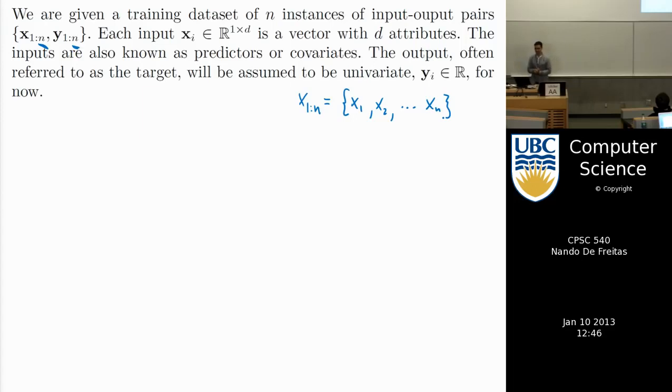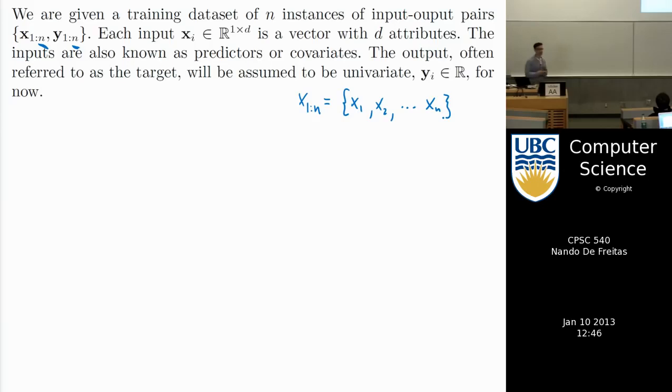And I'm going to assume that input has d components. In other words, that there's d possible components. For example, x could be the height and weight of a person. So I would have x1 being his height and his weight, x2 is his height and his weight, and so on. And n would be the number of students in this classroom. In that case, d would be 2 because it's just the height and the weight.